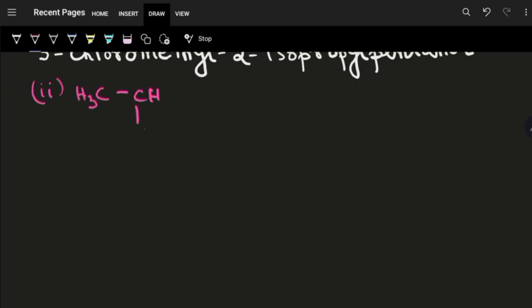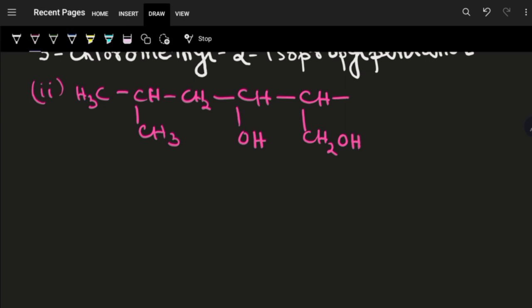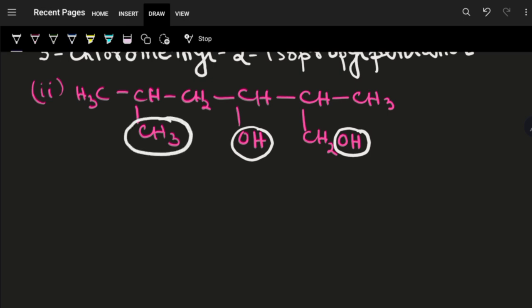So see here: CH3, CH2, CH, OH, next to it is CH, then there is a CH2OH, next to it there is a CH3. In this system, clearly we can see there are more than one OH groups attached. So it's a diol system. Moreover, we have a methyl here, and let us try to find, is there any other methyl over here attached?